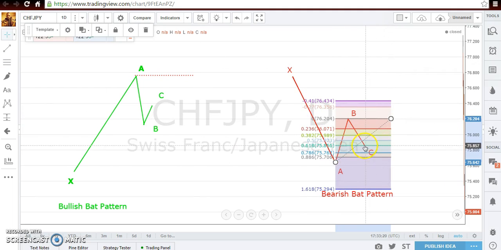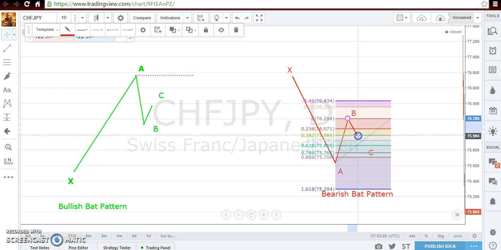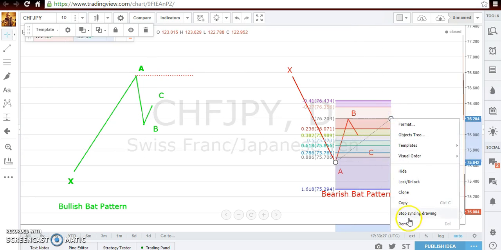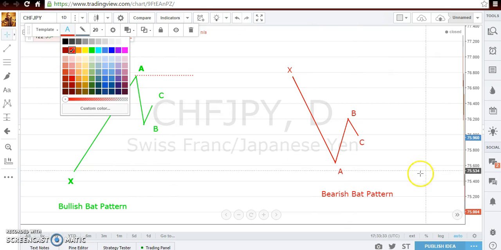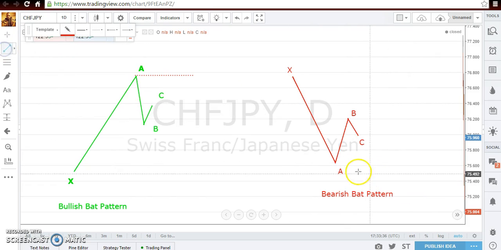So C, let me just adjust that. I mean, that's fine. So C must come in, touch the 382 retracement. You've got a valid bat pattern. So let me go ahead and just draw this line up.